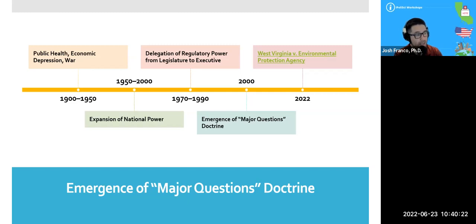Throughout the 1970s and the 1990s, delegation of regulatory power from the legislature, in this case, the US Congress, to the executive branch increased. And then we started to see the rudiments or the roots of the major questions doctrine emerge in Supreme Court cases around the 2000s. And now here in 2022, the latest case that could unpack or open this box of the major questions doctrine, West Virginia versus the Environmental Protection Agency, is before the Supreme Court.